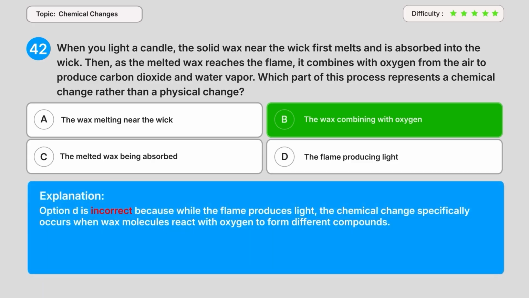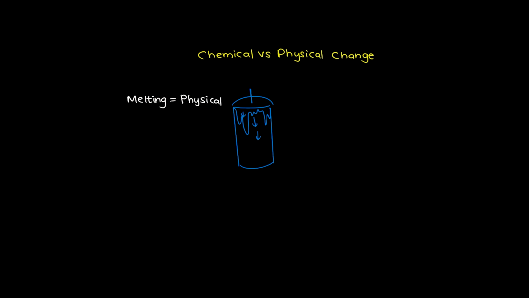Option D is incorrect because while the flame produces light, the chemical change specifically occurs when wax molecules react with oxygen to form different compounds. A candle burning involves multiple processes happening at once. The solid wax near the wick melts. That's physical, just a state change from solid to liquid. The liquid wax gets absorbed into the wick fibres. Also physical, just movement of liquid through material.